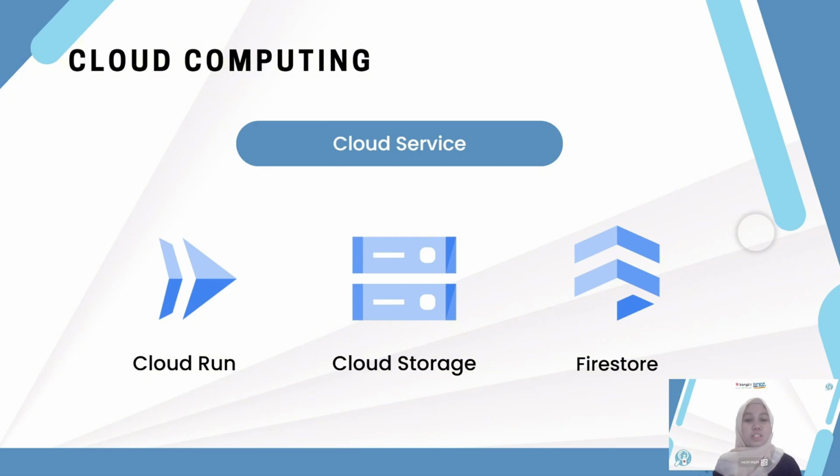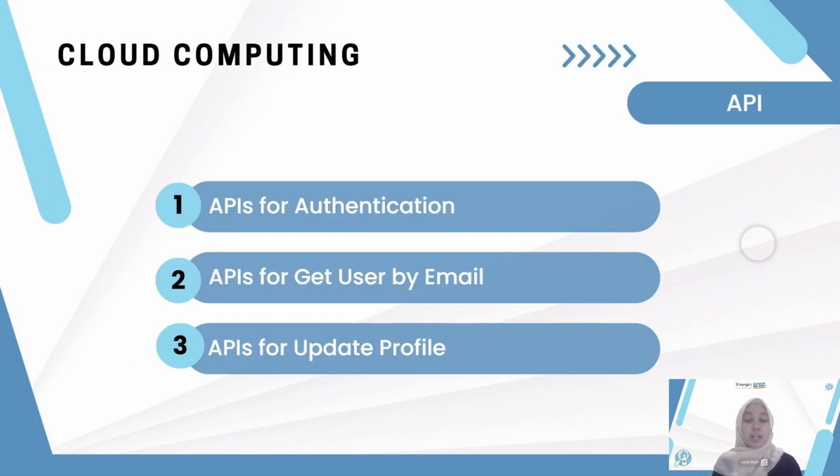The setup ensures the system is scalable, efficient, and can handle multiple users' requests simultaneously. API. Now, let's discuss the API following the skincare app. API for authentication. Ensure secure user login and registration. API for get user by email. Fetches user data like their profile using their email as the unique identifier.